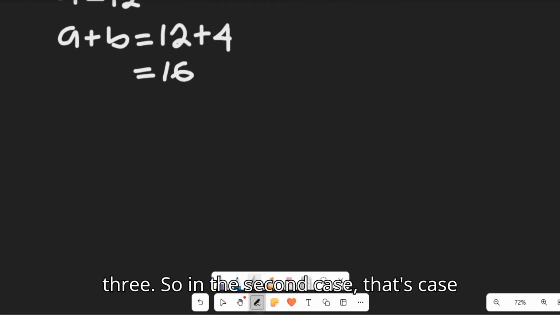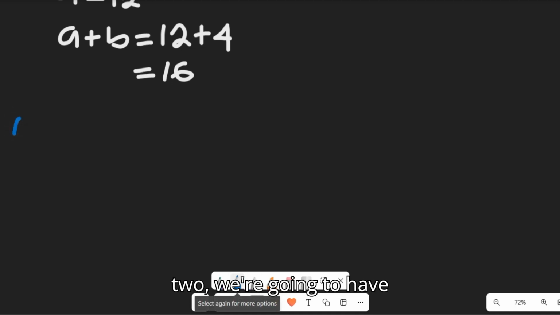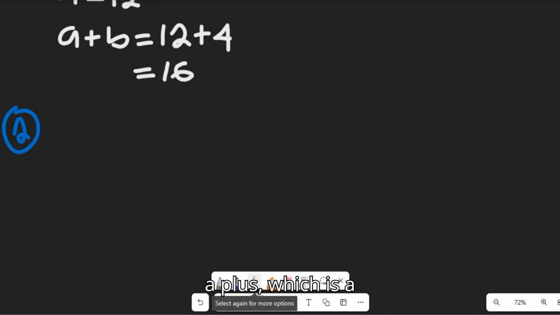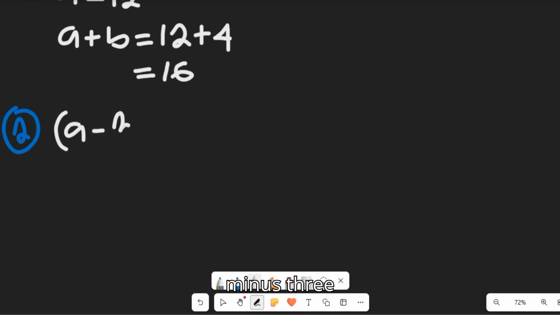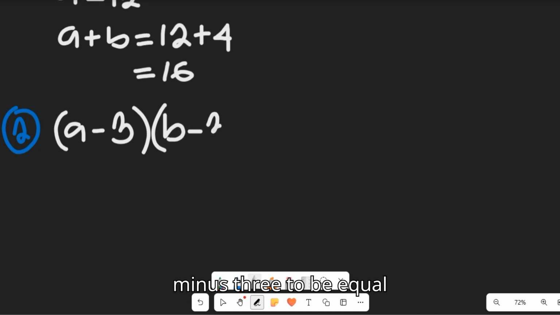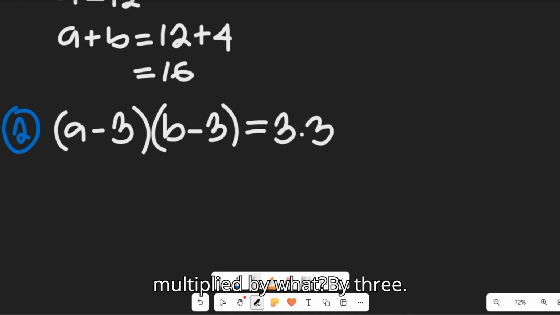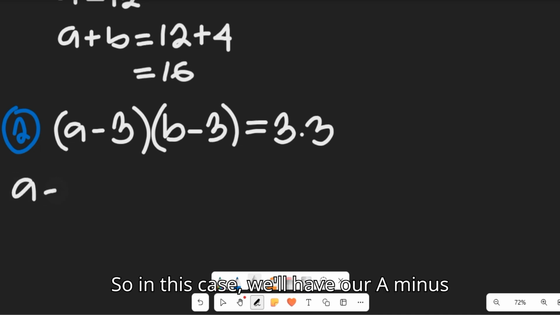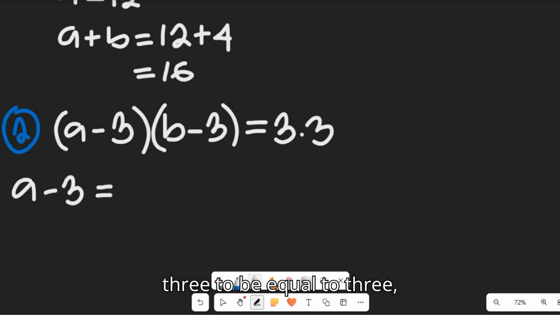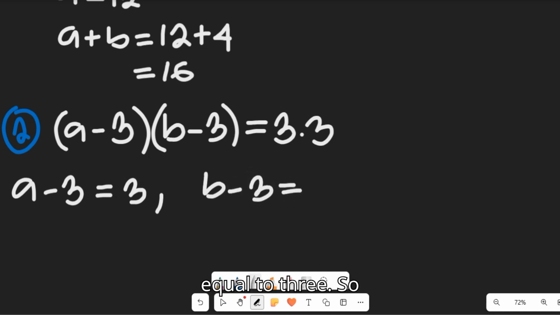So in the second case, we're going to consider this expression to be equal to 3 multiplied by 3. So in the second case, that's case 2, we're going to have that same expression, which is a minus 3 multiplying b minus 3 to be equal to 3 multiplied by what? By 3. So in this case, we'll have a minus 3 to be equal to 3, and then we'll have b minus 3 to be equal to 3.